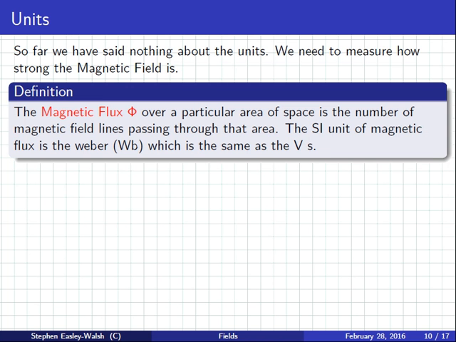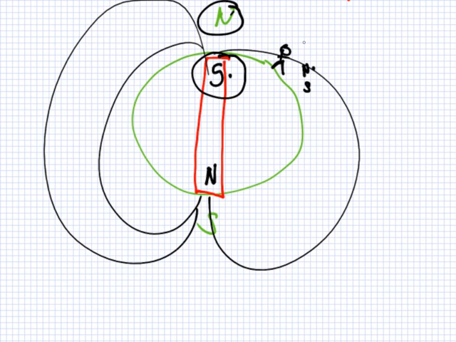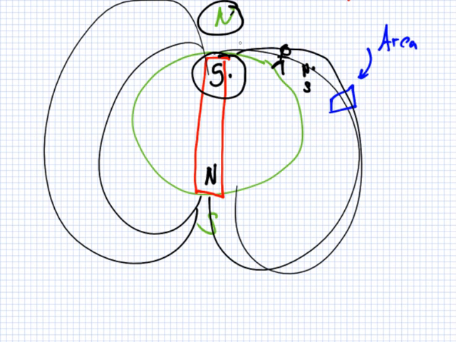Worst definition ever. Because what I'm saying here, if I draw it, if you have a region of space, so let's say this area here, it's the number of magnetic field lines going through that area, so this here would be 3 Webers. So the definition is not great, but the way I put it to you is like this. The magnetic flux is like measuring how much magnetic field is going through that area.